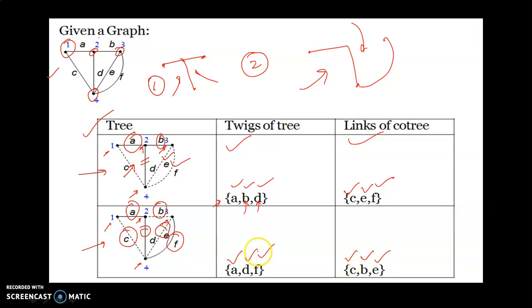So a tree is as simple as that. Links or co-tree are shown by dotted lines and twigs of a tree are shown by dashed lines. The bold line shows you the tree structure, and the branches of the tree are your twigs.